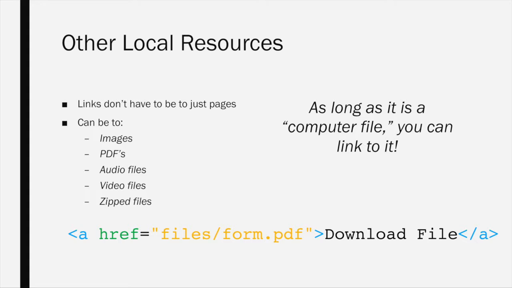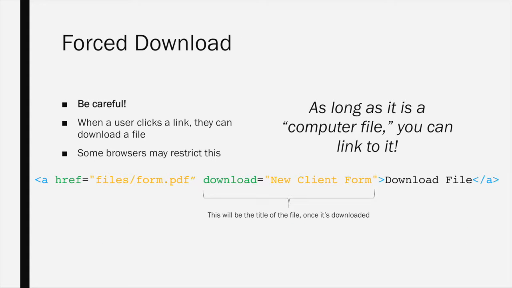You can also have the links do other things such as going to local resources. Links don't have to just go to pages. They can go to images, PDFs, audio files, video files, zip files. Pretty much as long as it's a computer file, you can link to it. In the code example below, you can see that the link text of download file will take you to the page, or in this case the file, files/form.pdf.